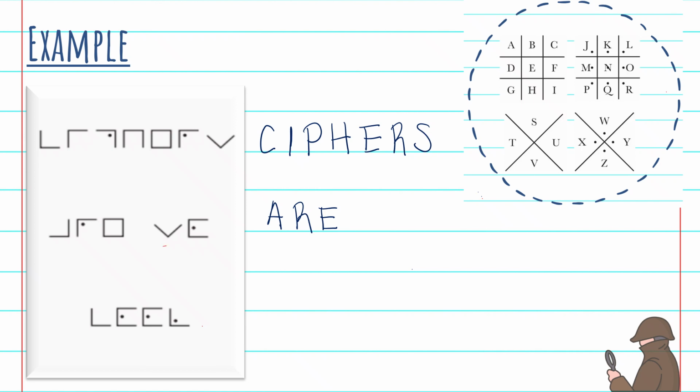Now we got the V, which is from the first X grid. This one would be the letter S. The next one has a dot, so it must be from the second tic-tac-toe grid. O spells so. Ciphers are so. Let's move on to the next one. There we go. Now the L shape, we've done that one already. So that one's a C.